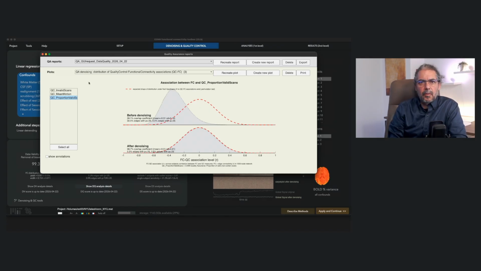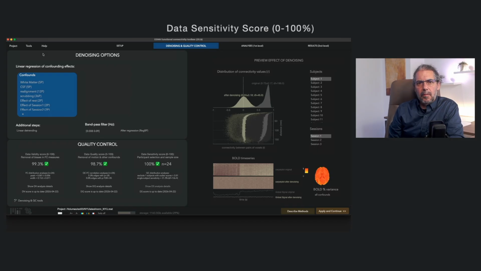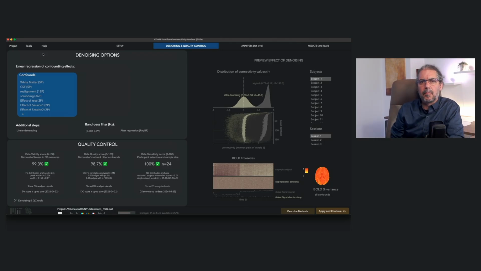And that brings us to the third summary quality control measure, data sensitivity score. Data sensitivity score brings kind of like the other side of the coin of what constitutes having good data. Whereas data validity score and data quality score both try to minimize the presence of false positives, concluding that something is significant when it wasn't really, it was just an effect of artifactual effects, data sensitivity focuses on false negatives, what is the ability to detect that something is significant, which depends on how much data you really have.